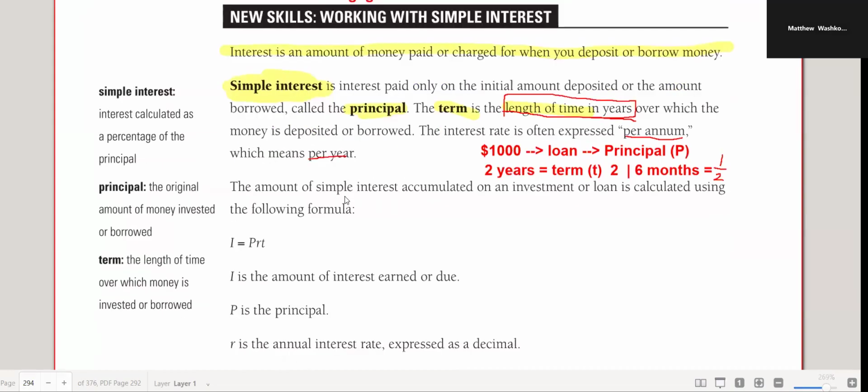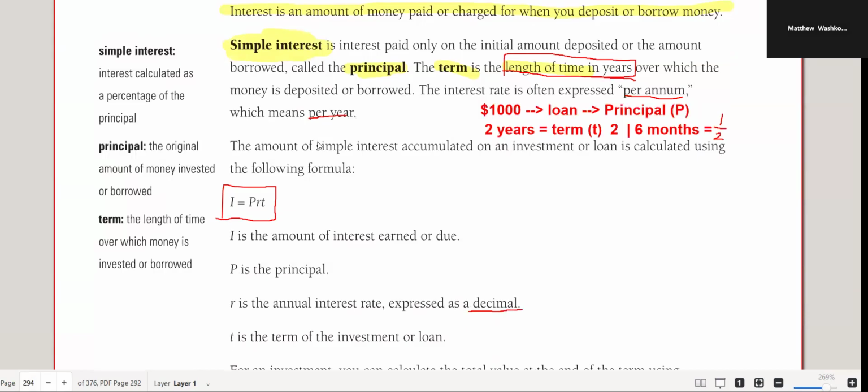Now, simple interest has a formula where the interest I is equal to the principal times the interest rate as a decimal times the term in years, right? So to find interest, which is the amount of interest earned or due, not the total amount, it is equal to the principal times the interest rate times the term.